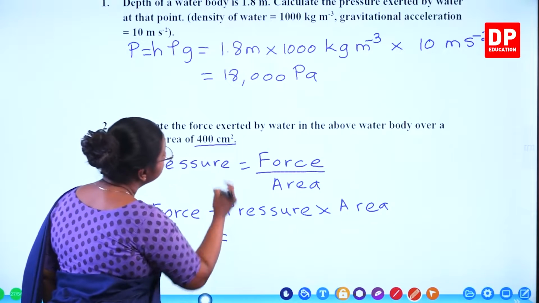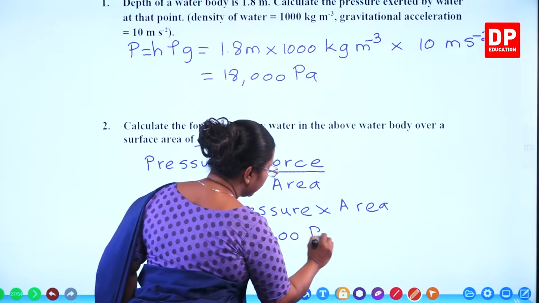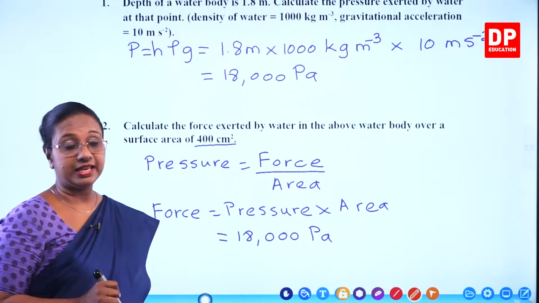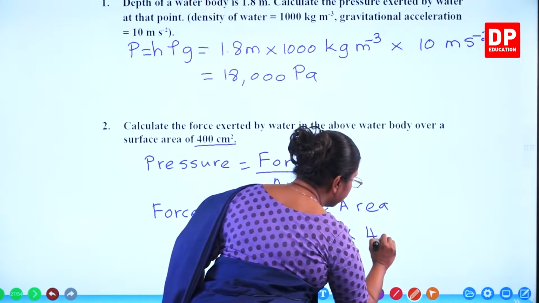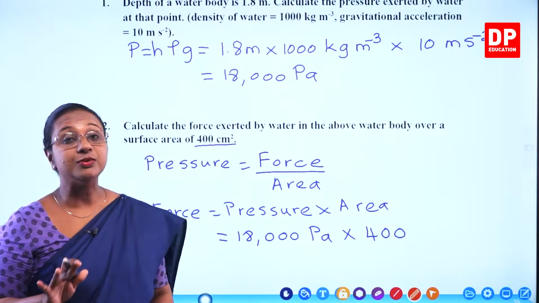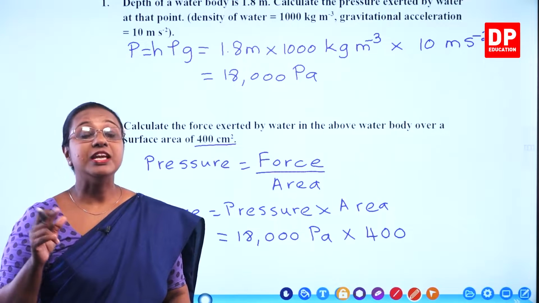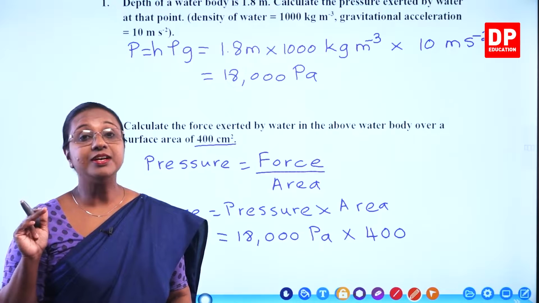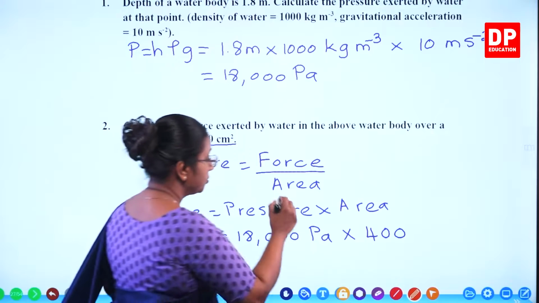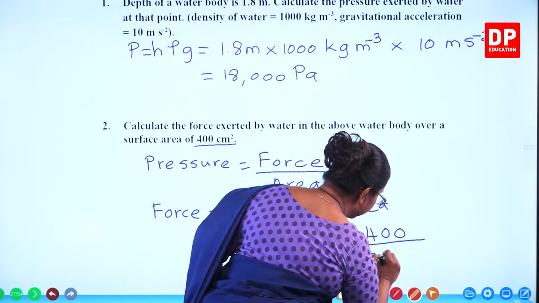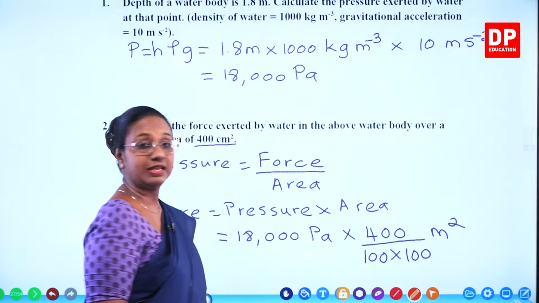We already know the pressure exerted by water, 18,000 Pascal. And here you need to use area. Area is 400 centimeters square. Now if it is 400 centimeters square, what do we need to do? We need to have the standard unit. To get the standard unit, we need to divide it by 100 into 100, so that centimeter square will be converted to meter square. So 400 should be divided by 100 into 100, or 10,000. Then you will get the answer in meter square.